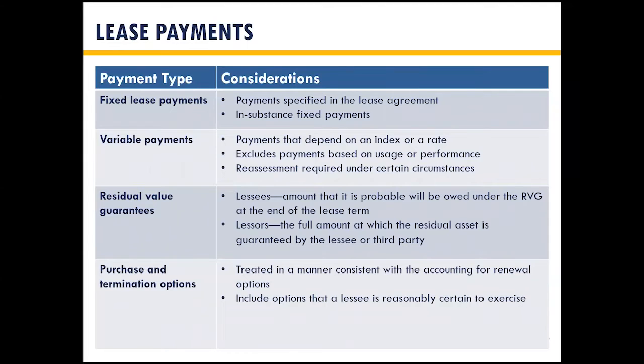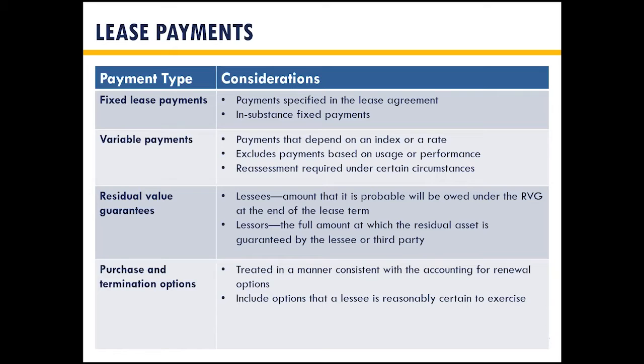And so you have to have a truly variable lease payment based on that usage or performance to not have it included in the measurement of the liability. Some other things that are included in the measurement are residual value guarantees, anything on the lessee side. So if it is probable that the lessee is going to owe some money to the lessor at the end of the term, that amount is included as part of these payments.